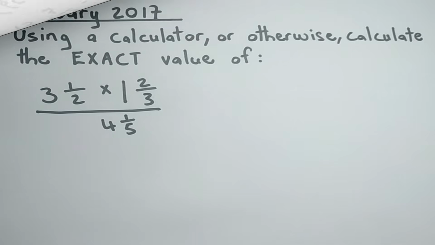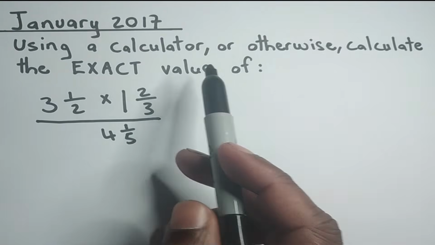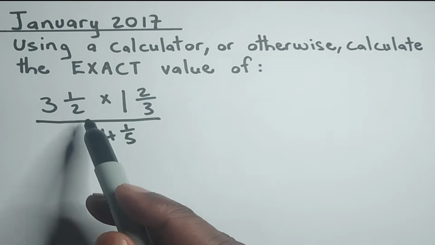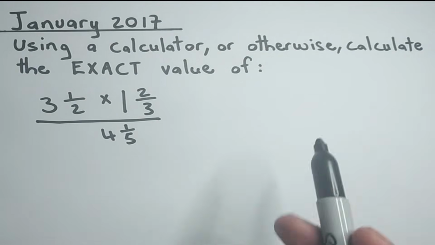Now here we have January 2017. Alright? And this was a fraction question on the paper. So using a calculator or otherwise, calculate the exact value of 3 and 1 over 2 times 1 and 2 over 3, all over 4 and 1 over 5.